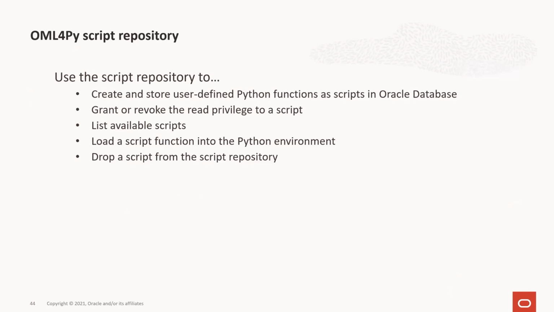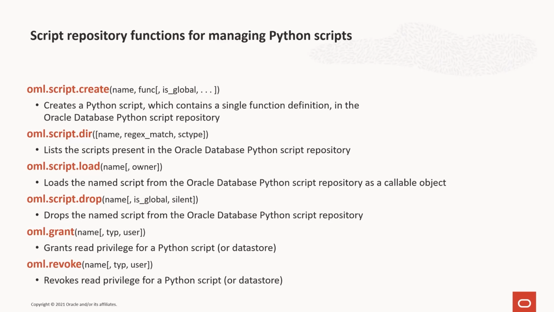As we mentioned, the script repository is used to store your user-defined Python functions as scripts in the database. You can grant and revoke the read privilege to a script, list the available scripts, load script functions into the Python environment, and drop the script from the script repository. Here we see the range of script repository functions for managing Python user-defined functions.